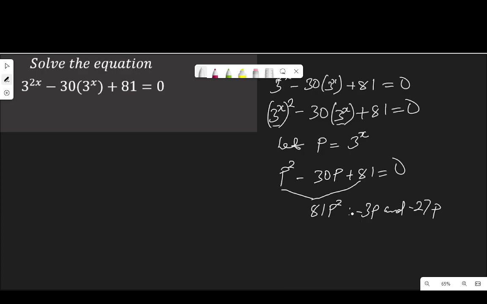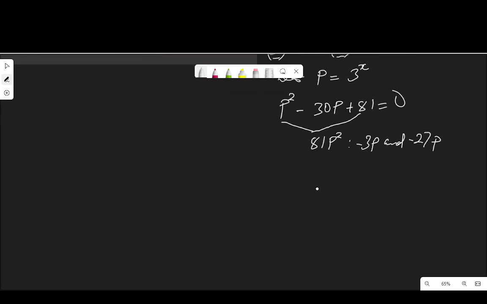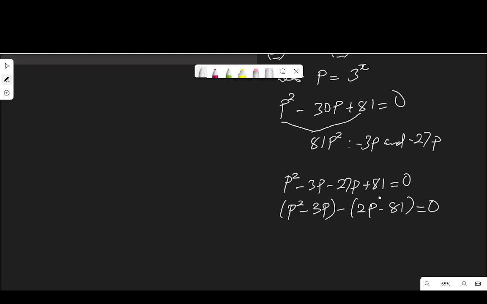So once we get the factors, we can replace the middle term with them so that our equation becomes p squared minus 3p minus 27p plus 81 equal to 0. Now we can group it: p squared minus 3p, and minus 27p plus 81, equal to 0. Here we have plus, but I change it to minus because I introduce a bracket, because when I remove this bracket, minus times minus should give me the plus. That is what I did. Now here this is supposed to be 27, right? I forgot to put the 7.